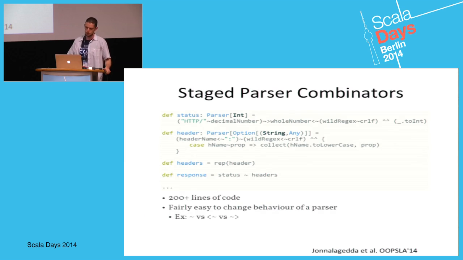So what we did was, in Scala we already have parser combinators, so we thought, maybe we can stage parser combinators, and that actually works very well. In just about 200 lines of code, we have a description of the HTTP protocol. And it's really easy to compose things, also to change the behavior of a parser. So you can say, I'm not going to bother parsing all the headers here because I'm only interested in the payload, or maybe I'm only looking for a particular header. So you can really mix and match these things, as you would expect from parser combinators.